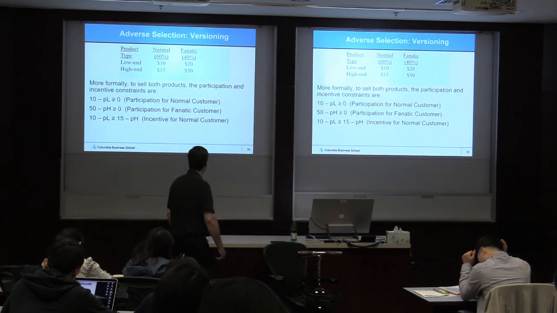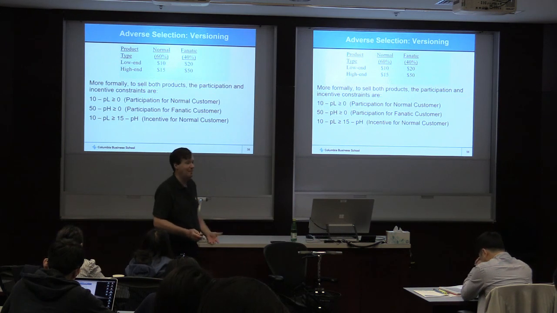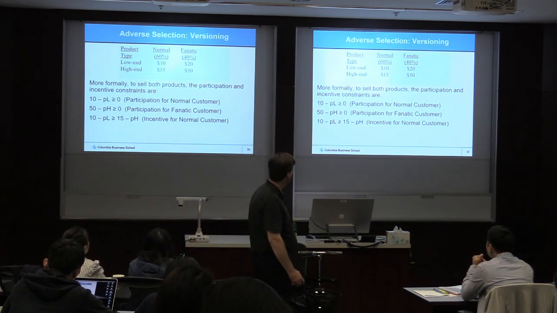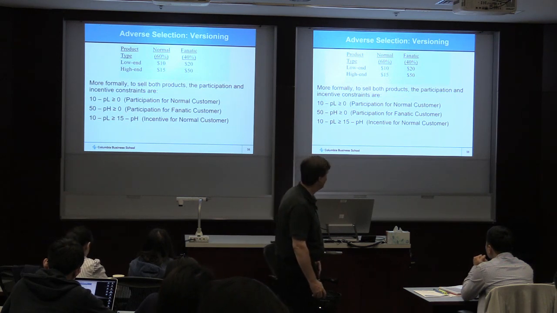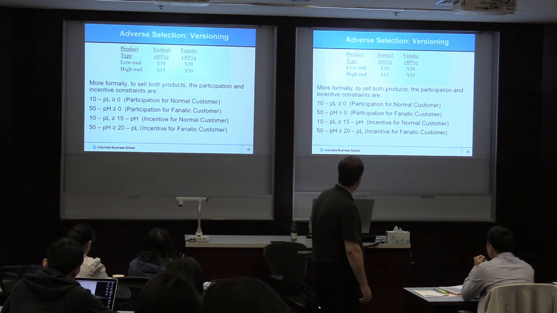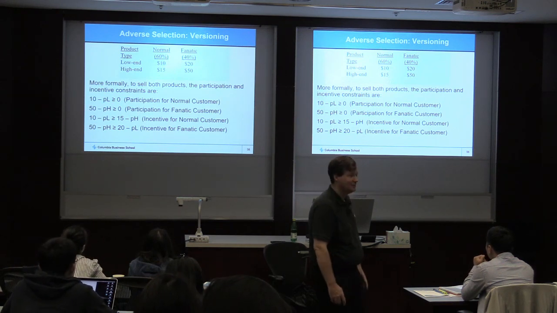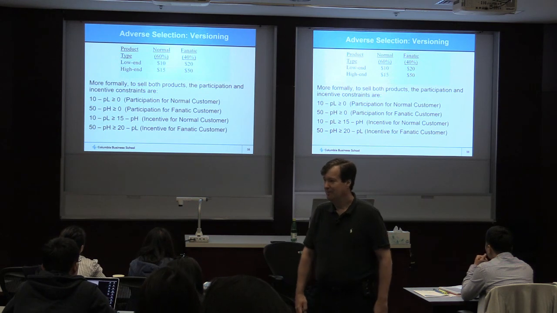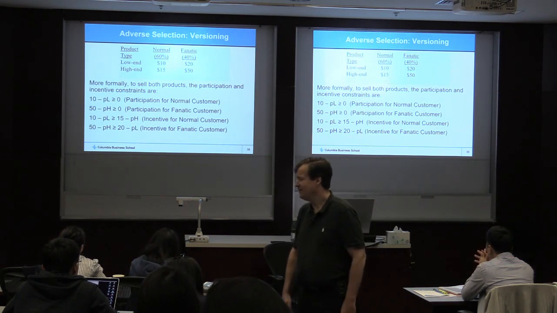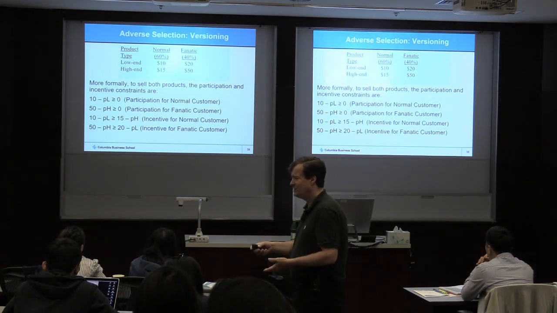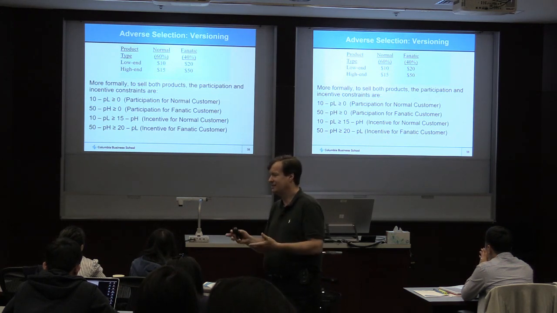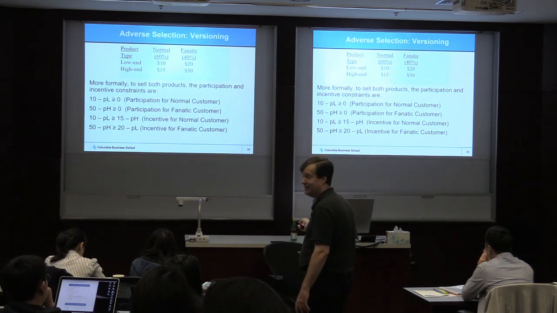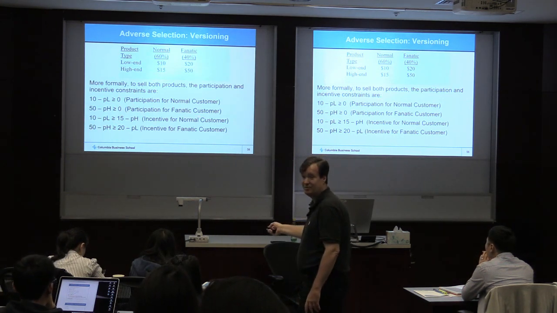Here's modeling it out. What's the participation constraint, that you want to show up and buy at all? And the incentive constraint for the normal customer says the normal customer would rather buy what you offer them rather than the other product. That the fanatic would be willing to buy what you offer them rather than the other product. But what did we say just now? That the incentive constraint only binds for which one? The fanatic. So we know that the normal customer's incentive constraint doesn't bind, so it doesn't determine the solution.